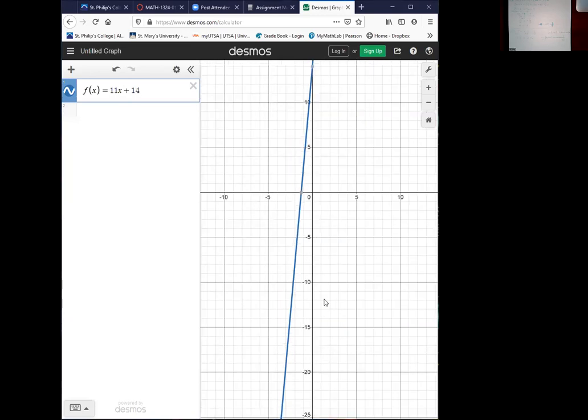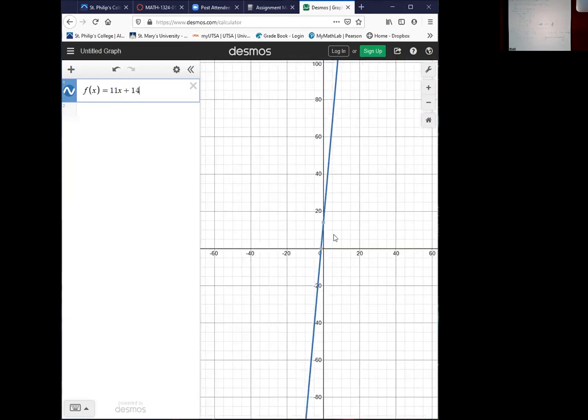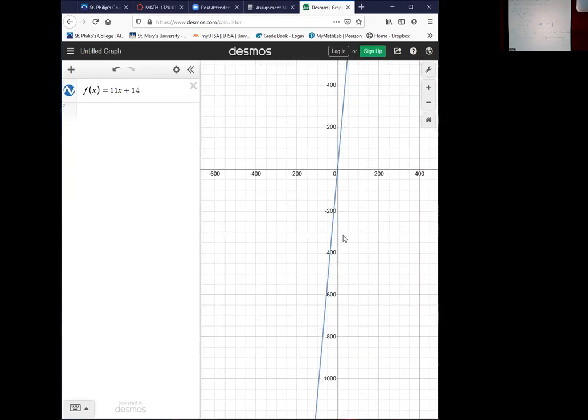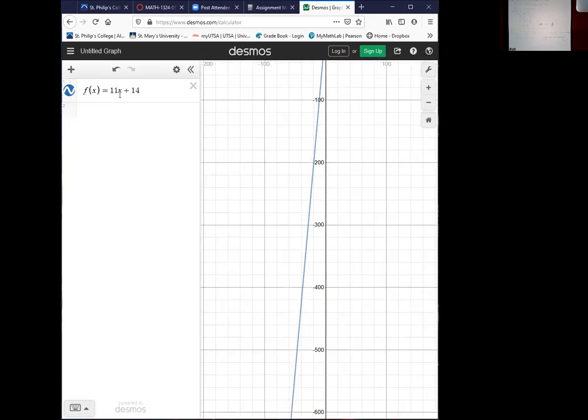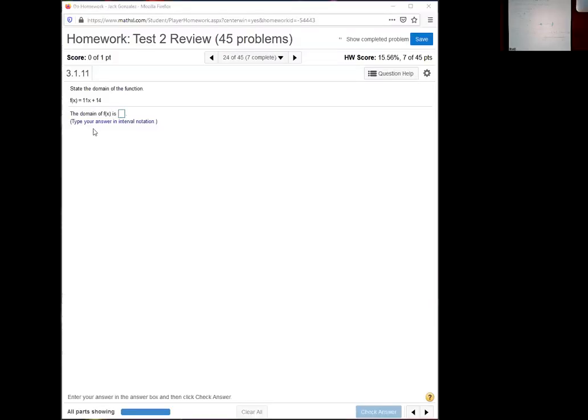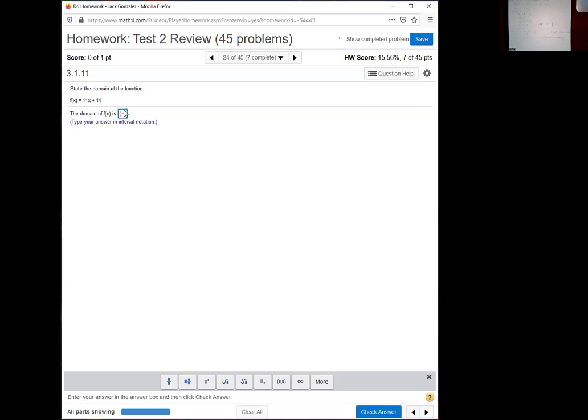As you can see, it goes on forever, right? All these x's will eventually hit some y way up here. There is no value that you can't plug in. You can multiply anything by 11. You can add 14 to anything. There is no problem. So this should be for sure a function just by looking at it. So if you see a line and they ask you what's a function, the answer should be yes. But the domain will be everything. So negative infinity.